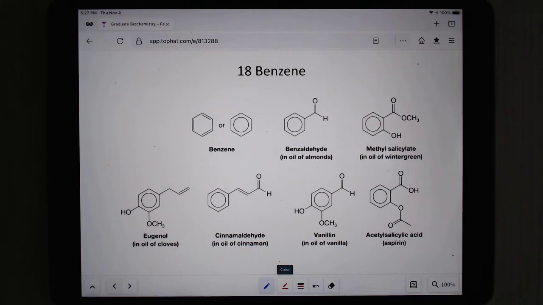Hello, this is chapter 18 of the Top Hat Organic Chemistry book, second edition. So this one we're going to be talking about benzene and aromatic compounds. With that, benzene, we're going to be seeing this a lot. It has some very unique properties to it.